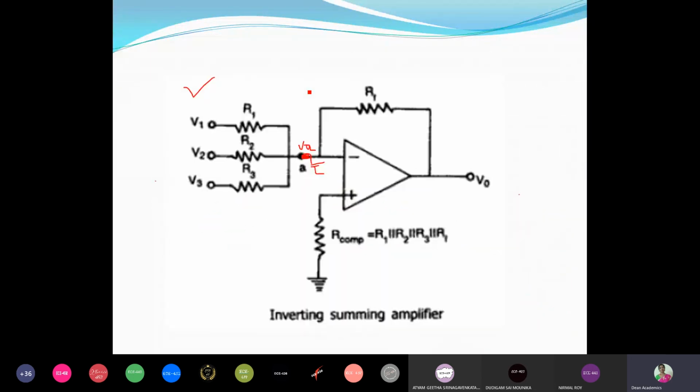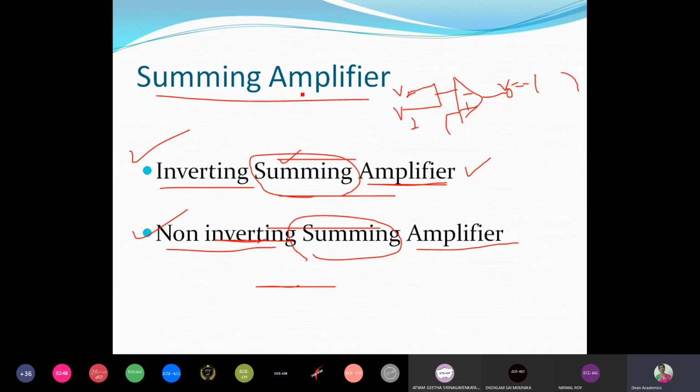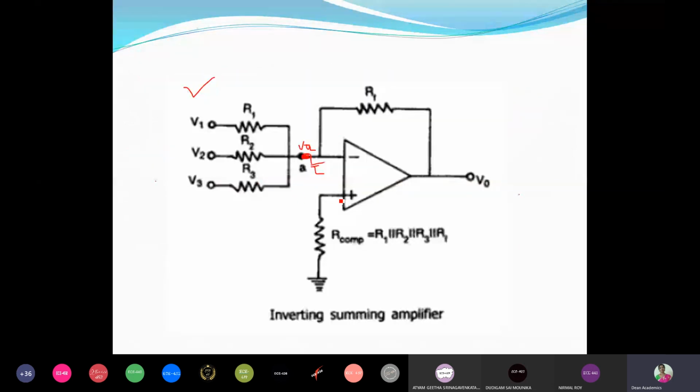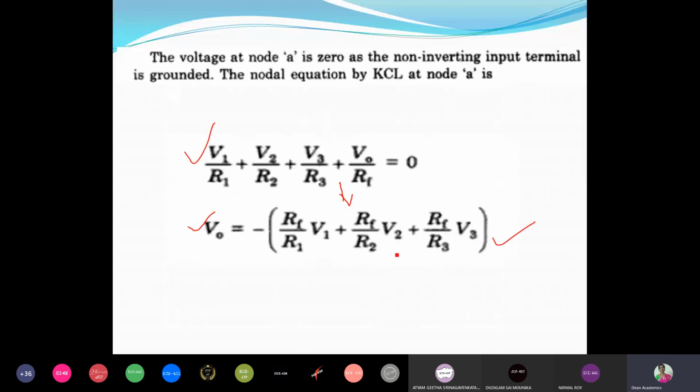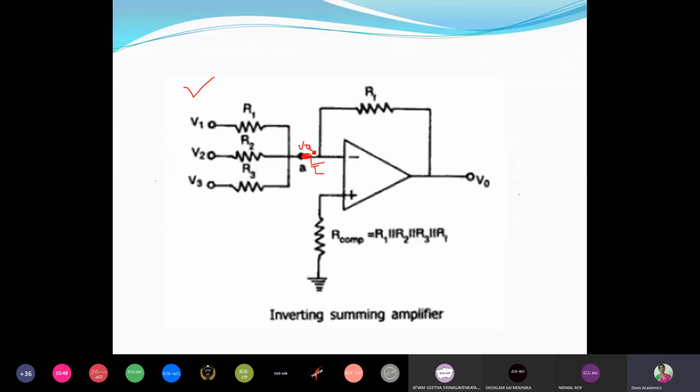Let me recollect what this summing amplifier is. There is inverting summing amplifier and non-inverting summing amplifier. It performs sum or addition. This is the circuit, and for this circuit we have written the nodal equation at this node. The non-inverting terminal is grounded, so this point is also at ground potential, because the voltage difference between this point and this point is ideally 0. That's why we call this a virtual ground.